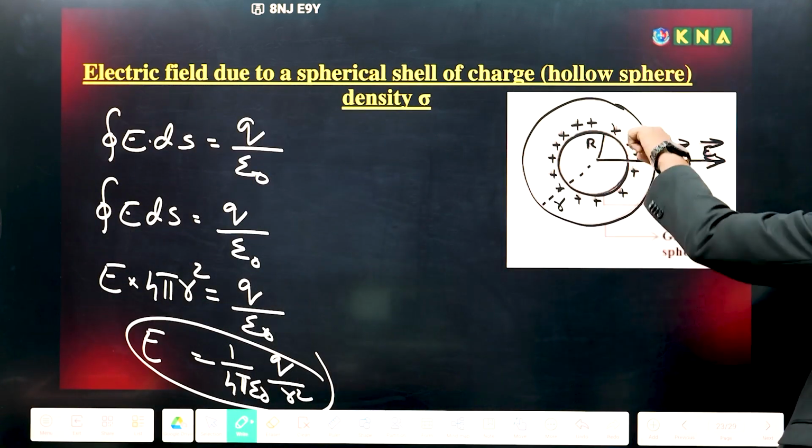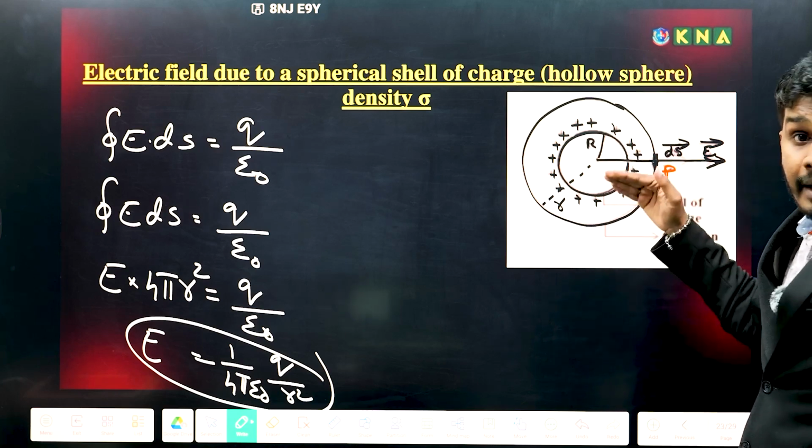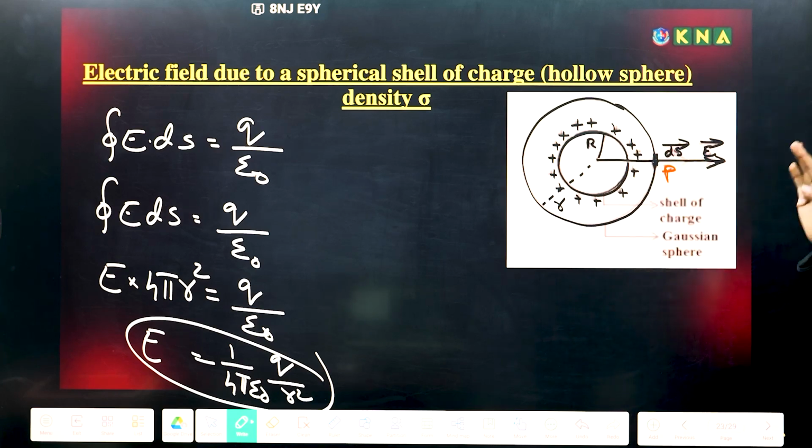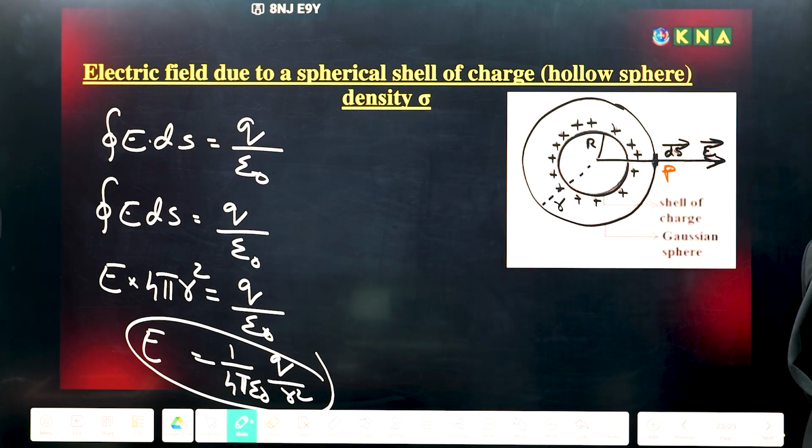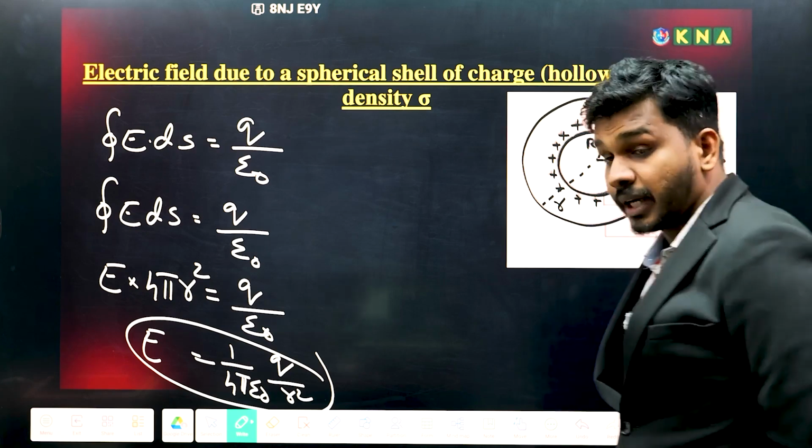So for a spherical shell, what is the electric field outside the surface? It is simply 1 by 4 pi epsilon naught into Q by r square only.